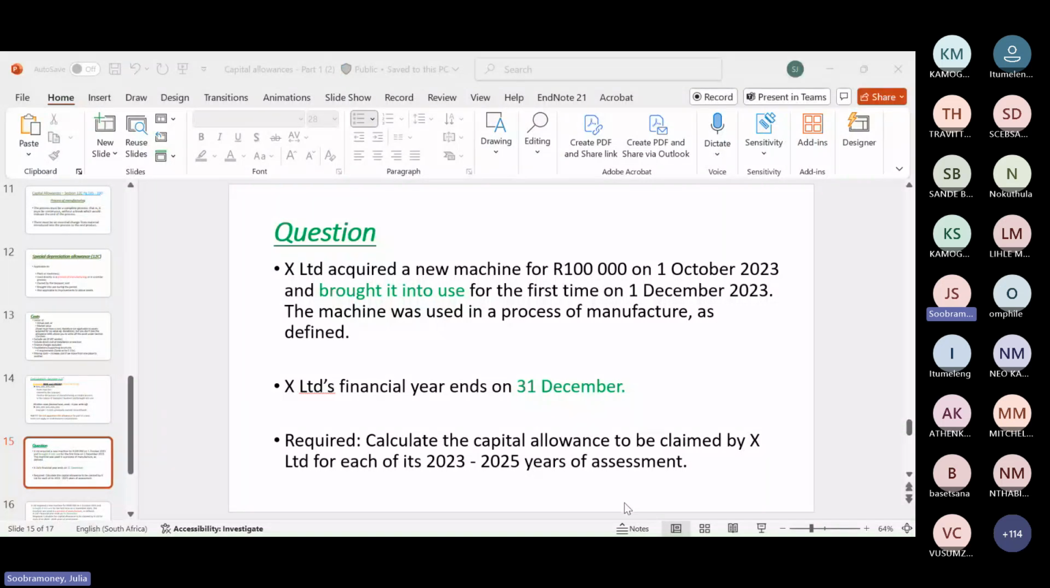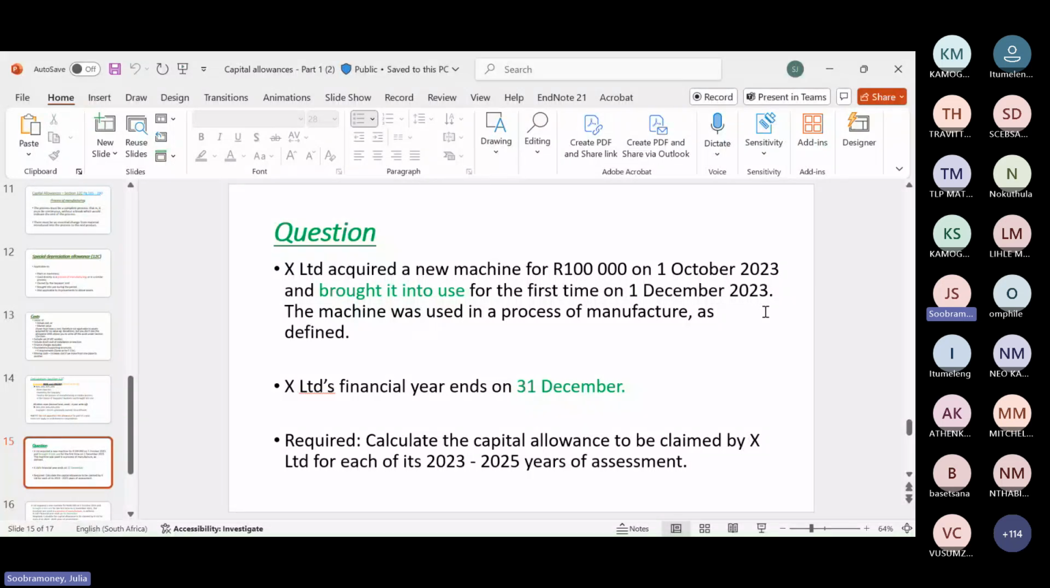So the only thing I need to look at is, when did I start using it? I started using it in 2023. Therefore, I can start claiming my allowances in the year 2023. It doesn't matter if I used it for 1 day, 10 months, 2 weeks. It's irrelevant. As long as I used it, I can claim the allowance. Okay, then it says the financial year end is 31 December. Calculate the allowances from 2023 to 2025.